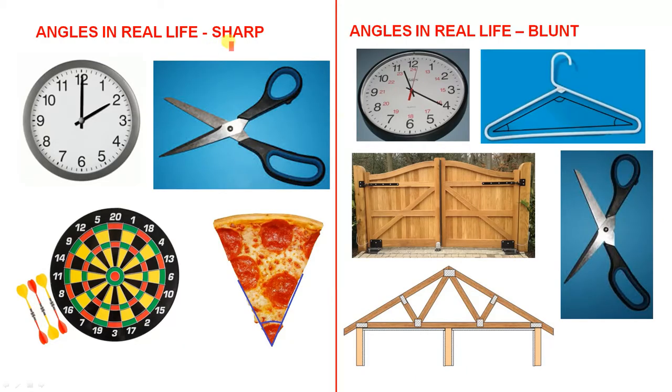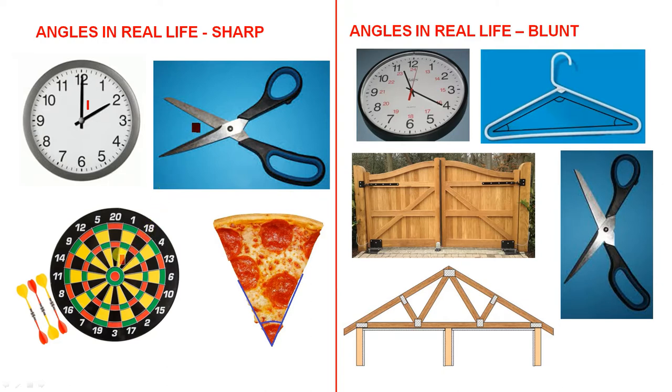Angles in real life, let's look at some sharp angles. See this clock here? That angle there is a sharp angle because it is between 0 and 90 degrees. See this angle here for this particular scissors? That's a sharp angle because this angle is between 0 and 90 degrees.